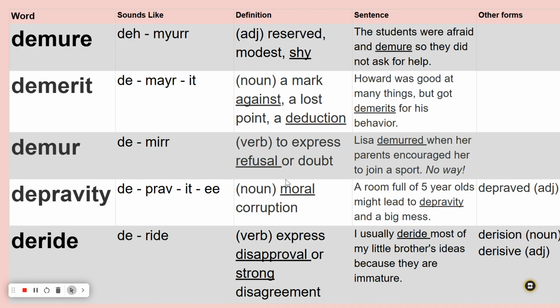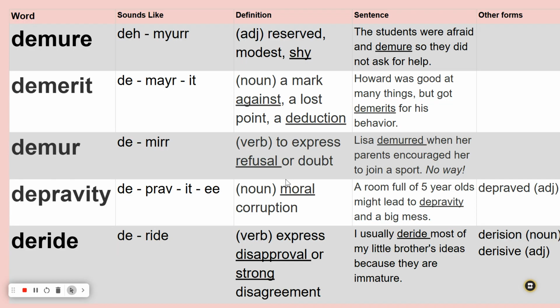Demerit is a noun, means a mark against, a lost point, or a deduction. Howard was good at many things, but got demerits for his behavior. Demerits. Demur. So this one is demur, not demure. Demur is a verb. It has nothing to do with demure, funnily enough. It means to express refusal or doubt, like Lisa demurred when her parents encouraged her to join a sport. She refused. No way. Absolutely not.